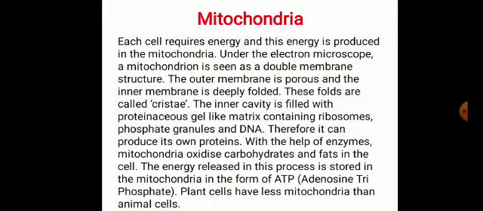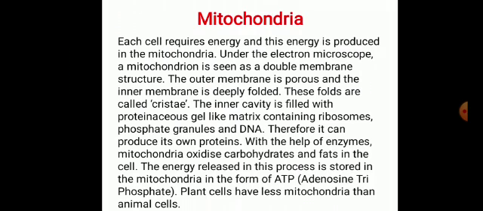Now, one more cell organelle we are going to study, that is mitochondria. Each cell requires energy, and this energy is produced in mitochondria. Under an electron microscope, a mitochondrion is seen as a double membrane structure. The outer membrane is porous and the inner membrane is deeply folded. These folds are called cristae.